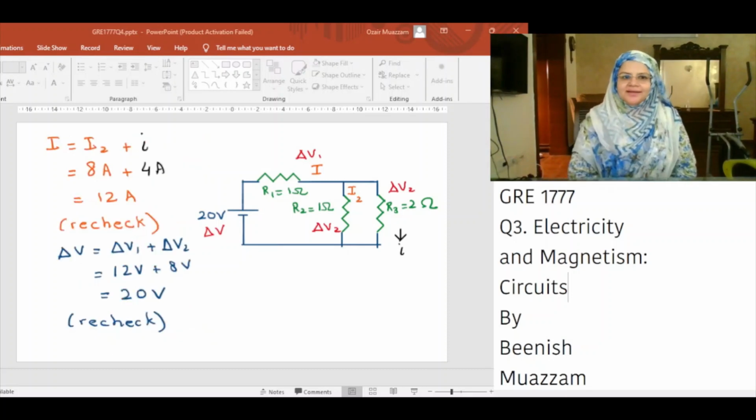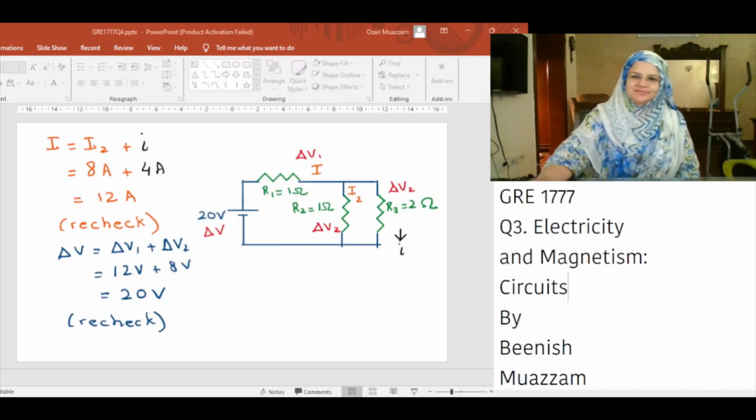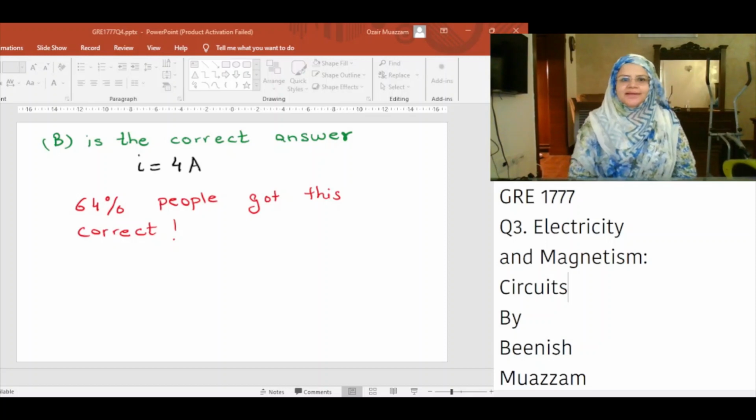We can recheck our answers easily. I is equal to I2 plus small I. This is equal to 8 ampere plus 4 ampere. Therefore, I is equal to 12 amperes. That is correct. Delta V is equal to delta V1 plus delta V2. Delta V1 is equal to 12 volt. Delta V2 is equal to 8 volt. This gives total voltage drop to be 20 volt, which is again correct. D is the correct answer. Small I is equal to 4 ampere.